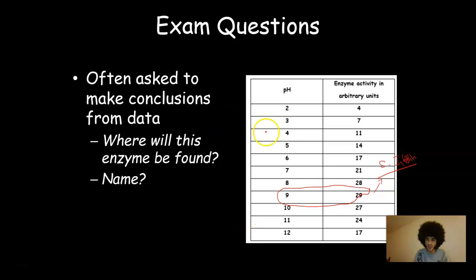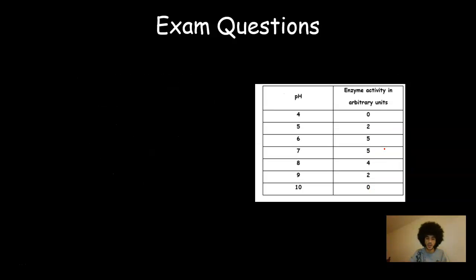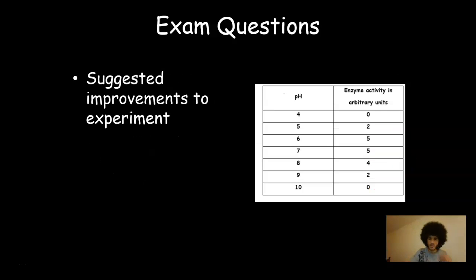That's asked quite a few times, so just be aware that you may be asked that. And you might also be asked for the name of that enzyme. In the small intestine, you know it's going to be an alkaline condition, so it'd have to be lipase. So remembering those basic facts is really important for these kind of questions. You might also be asked for suggestions to improve the experiment.